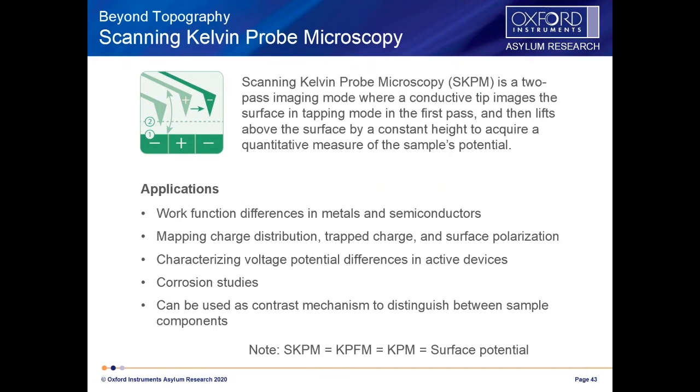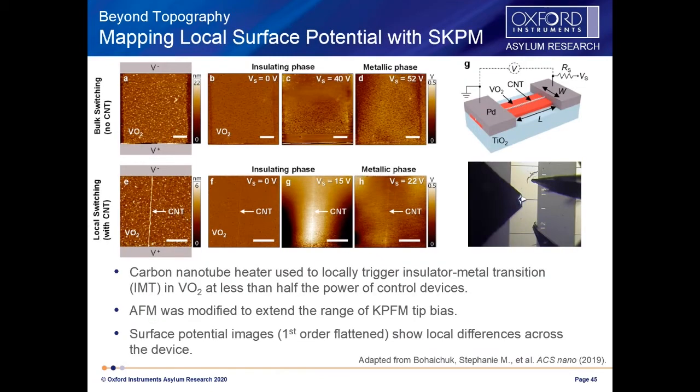So I'm going to give you an example of a measurement we did with a research group at Stanford that works on 2D materials. So this research group worked on developing a device that uses a carbon nanotube that can trigger an insulator to metal transition in vanadium oxide. And they are trying to make nanoscale devices that can work at lower power.